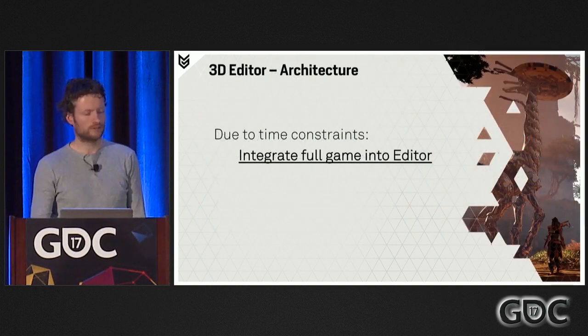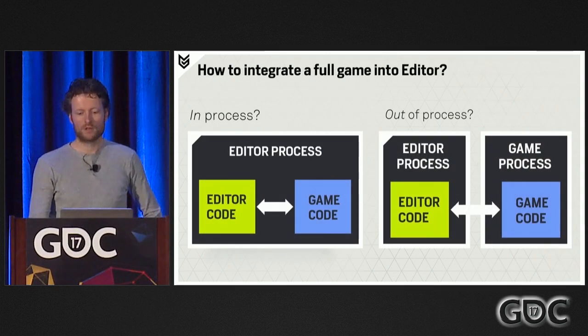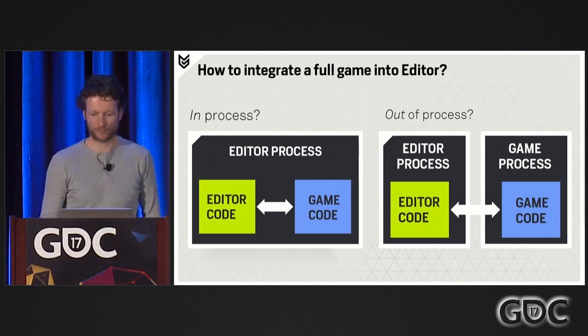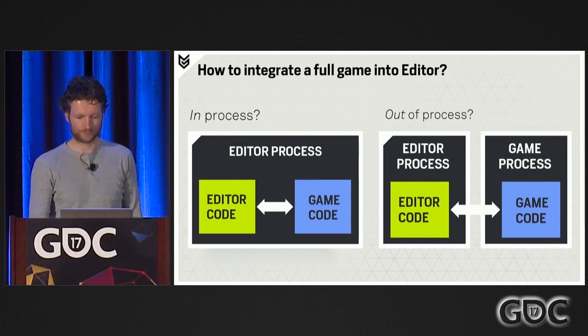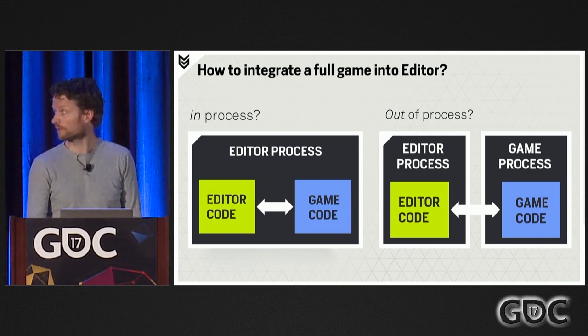So given the time considerations that we had at hand, remember that we were already in production, we really felt that integrating the full game would be our best option. So now that we want the full game running in the editor, how do we actually achieve that? We're faced with another decision. Do we run the game in the same process as the editor, as we depict on the left here, or do we attach the editor to the game executable and use an out-of-process solution?